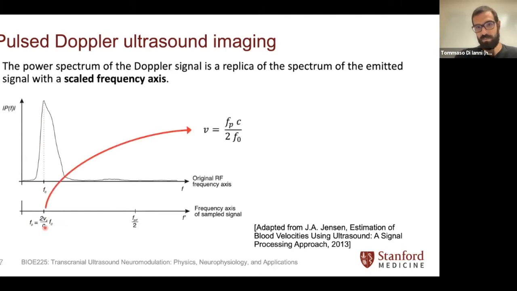So now we know FP because we can find it from the signal that we receive. We know F0 because it's the frequency of the pulse that we transmit. We know the speed of sound in the medium. And so we can retrieve the velocity of the scatterer by inverting this relationship. And this is exactly what we do in nearly all pulse Doppler ultrasound imaging systems.